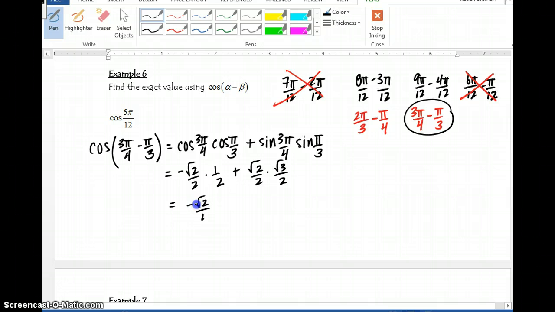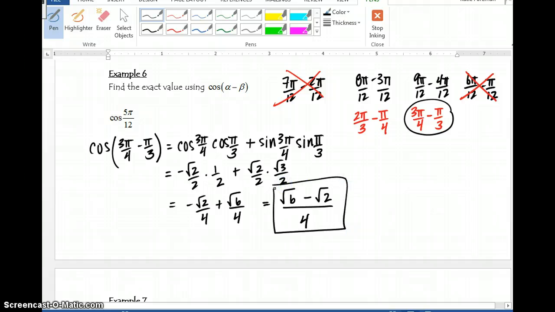Top times top, bottom times bottom, top times top, bottom times bottom. Now the only different way you could see this is generally the positive radical is written first, so square root of 6 minus square root of 2 over 4. And that would be the exact value for cosine of 5 pi over 12.